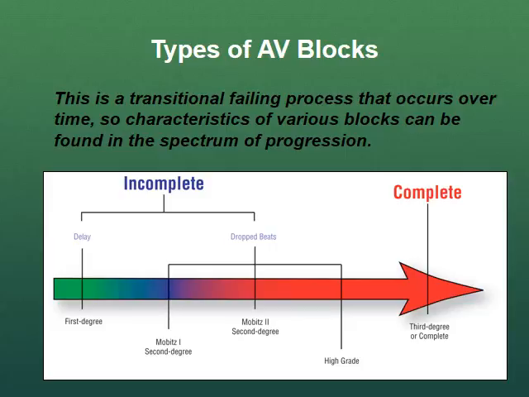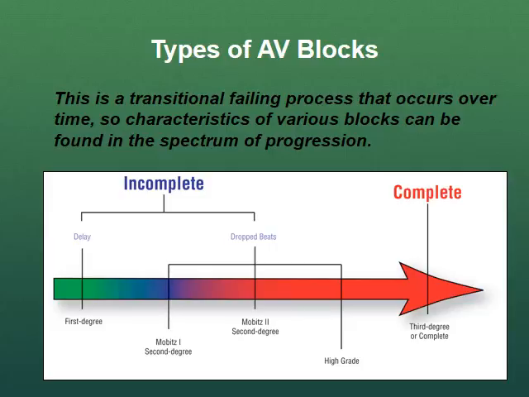Basically, you have to understand that the blocks we're talking about are a stepping stone, a transitional failing process. They occur over time. Generally you'll see a patient in one or the other, somewhere on the spectrum, traveling towards a complete heart block. This can take place over months or years, but it is a pattern that continues. Most of these patients, once they start having some type of heart block due to MI or congestive heart failure or whatever, are generally going to be lined up for a pacemaker.